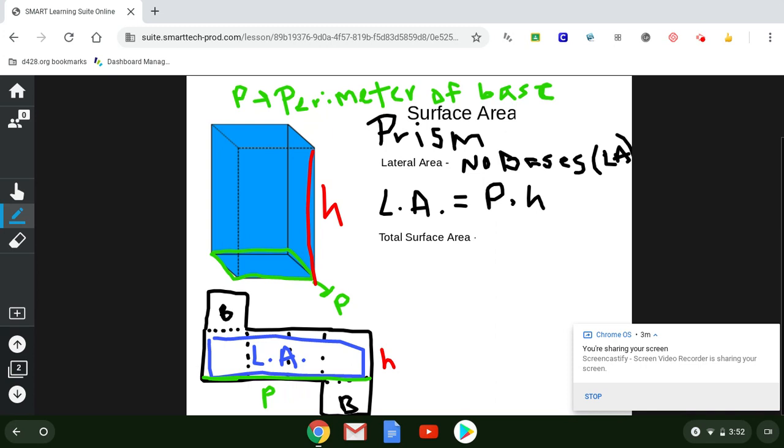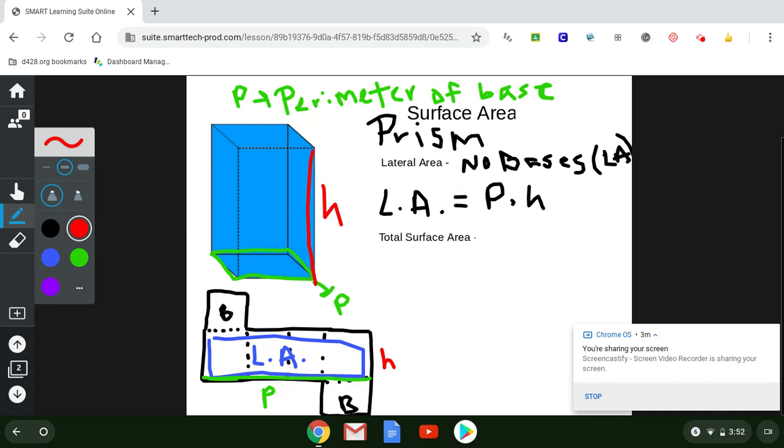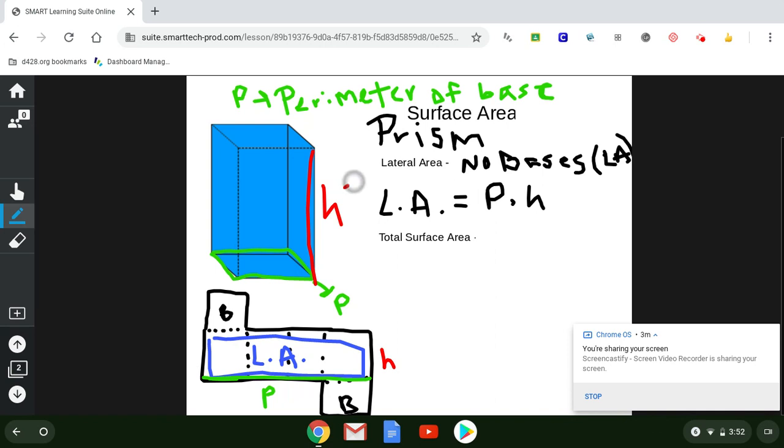The reason why we had to find the lateral area is because it's part of the total surface area, but we have to be careful here when we're using H. This H is the height of the solid. Okay, when I go to find the total surface area, I'm going to talk about another H, but it's going to be a little different.